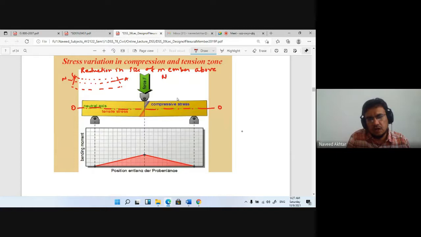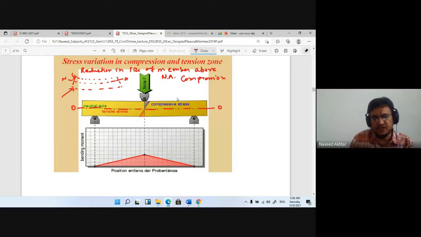Above the neutral axis, I am writing NA, okay? Above the neutral axis, if there is reduction in the size, there is a push on the upper side of the neutral axis, that is in compression. The upper part is in compression, and there is elongation in the bottom part. That's why below the neutral axis, the tensile stresses are there.